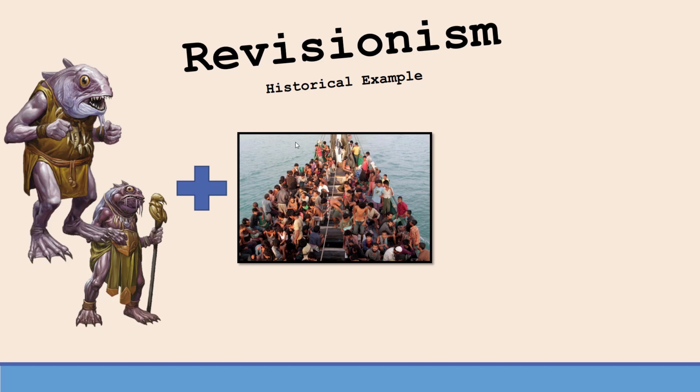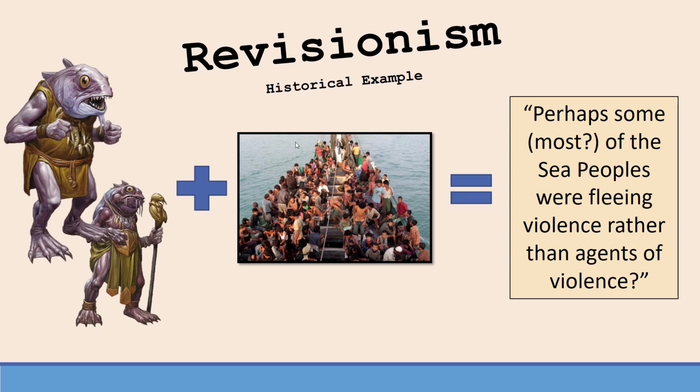Well, when we see this modern case study, what does it make us think about these sea peoples or what happened in the past? It makes us reconsider it, right? Perhaps some, even most, maybe, of the sea peoples were fleeing violence rather than agents of violence. Is that a possibility? And it starts with a question, and then we can go back and look at the evidence once again with this fresh new idea that's emerged, that this modern case study of the refugee crisis and boat people has allowed historians to reconsider a set of evidence that had gone very largely unchallenged.